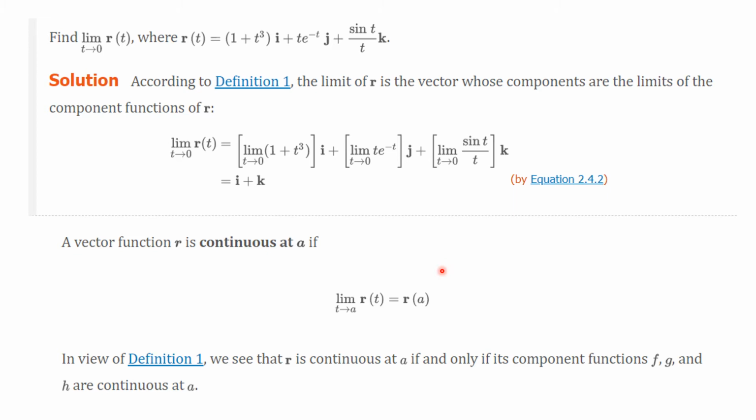Now we say a vector r is continuous at a if the limit as t tends to a of r of t is equal to r of a. And so we can also see that r is continuous at a if and only if all of its component functions are continuous at a.